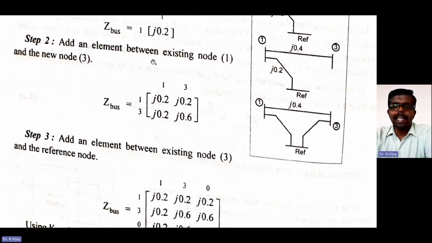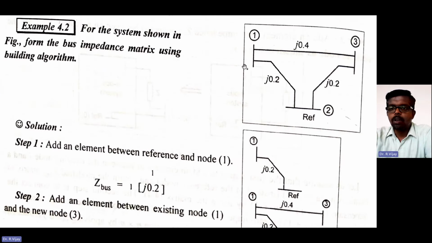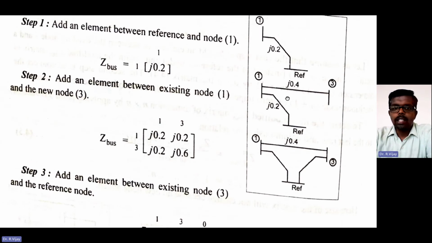Step number 2 is to add an element between the existing node 1 and node number 3. So we need to add another element. From 2 to 1 we added 0.2j. Now we need to add the element between 1 and 3. Add an element between the existing node and the new node. Now 1 is the existing node and the new node is 3. So we are adding 0.4j.